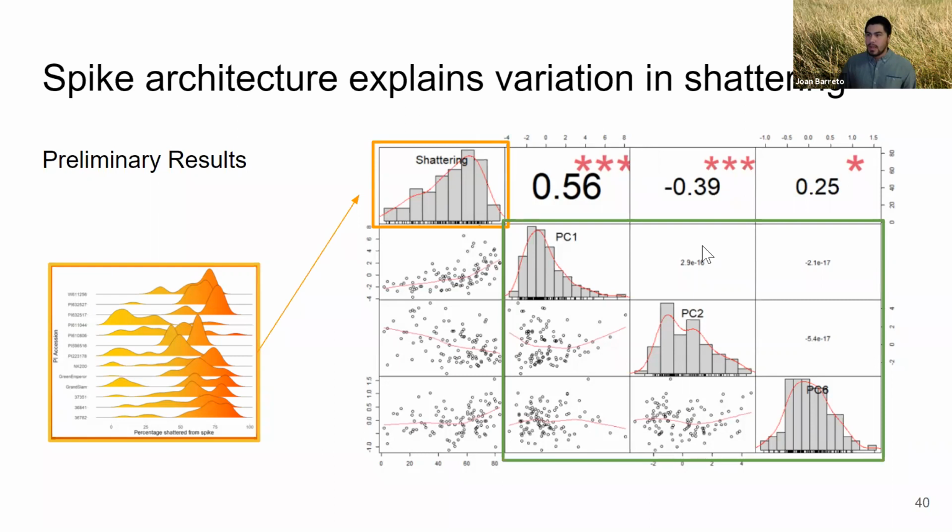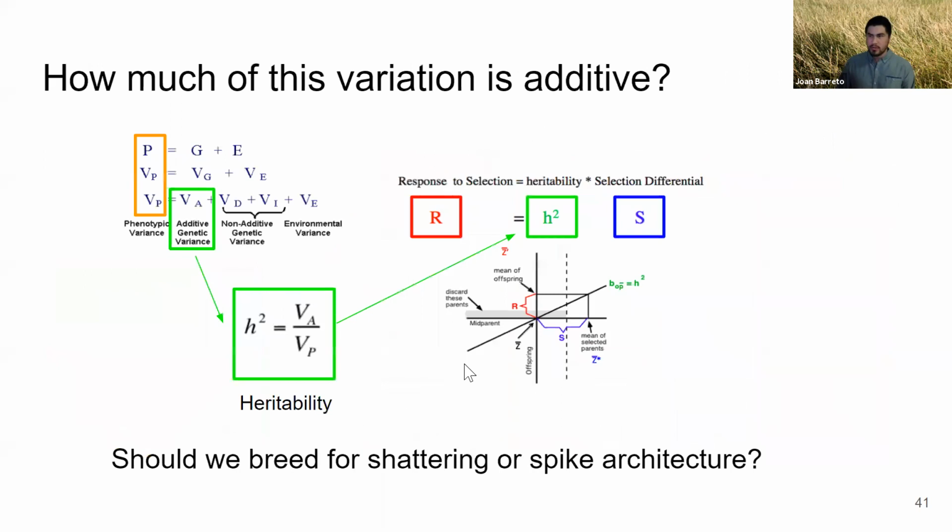But once we know that this is an accurate system to measure spike architecture or shattering, we just come back to the same question. How much of this variation is additive? How much of it is really due to genetics?